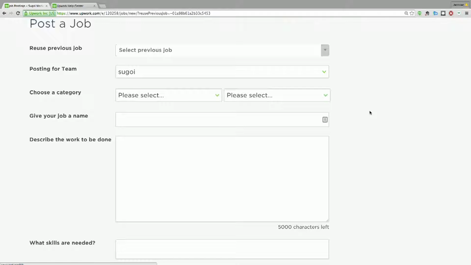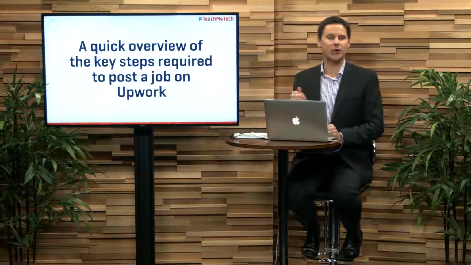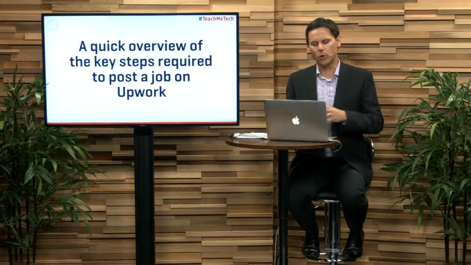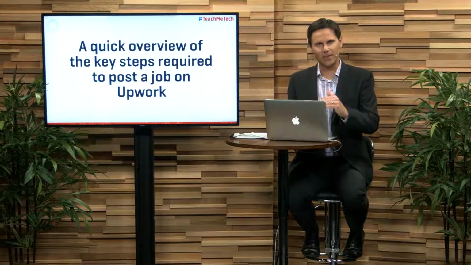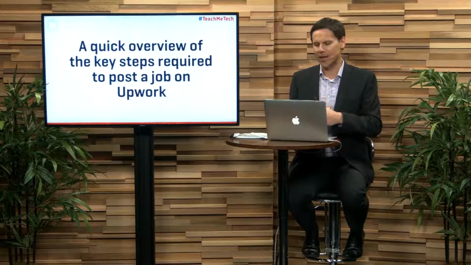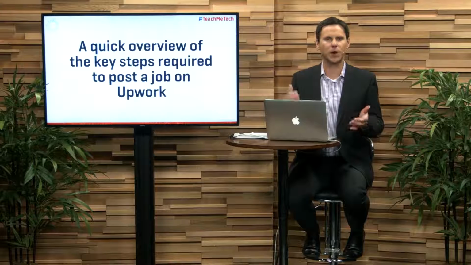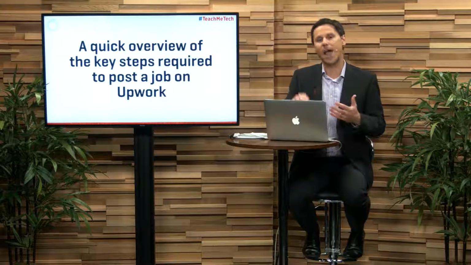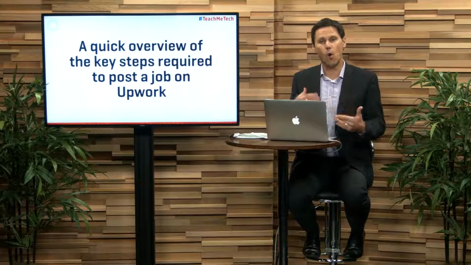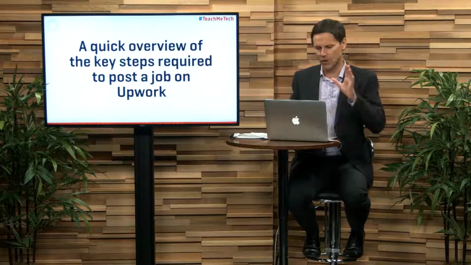So let's now take a look at the quick overview of the key steps required to post a job on Upwork. So what I'll do is, first of all, I'll delete this old job that I've posted. Now, I want to specify something. When you post a job, the category that you put the job in will determine the specific fields that you see pop up that you need to populate to post the job. So the examples that I'll show you might appear differently depending on what job you're actually posting for. So keep that in mind.